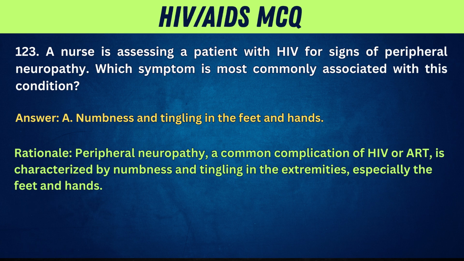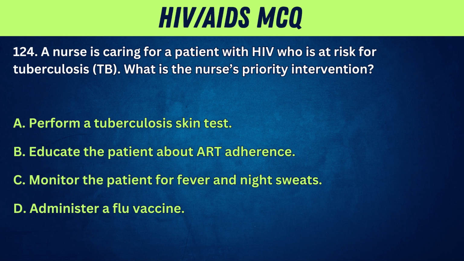Answer: A. Numbness and tingling in the feet and hands. Rationale: Peripheral neuropathy, a common complication of HIV or ART, is characterized by numbness and tingling in the extremities, especially the feet and hands.